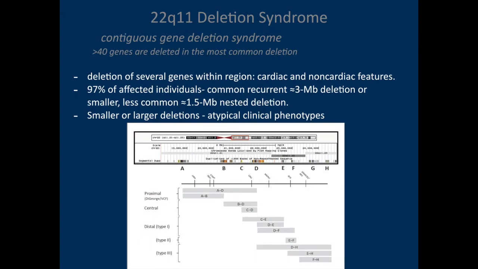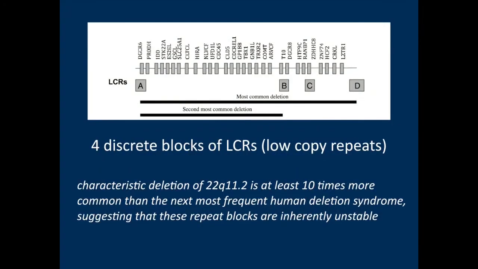Again, the most common deletion is this 3 megabase pair A to D deletion, which is seen in 97% of affected individuals. But there are also subtypes or nested deletions within this large 22q gene that may have different phenotypes depending on where the deletion occurs and what genes are affected.